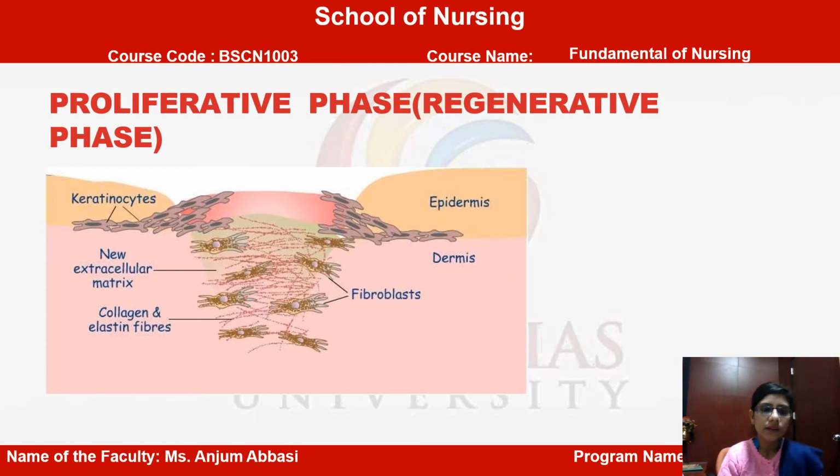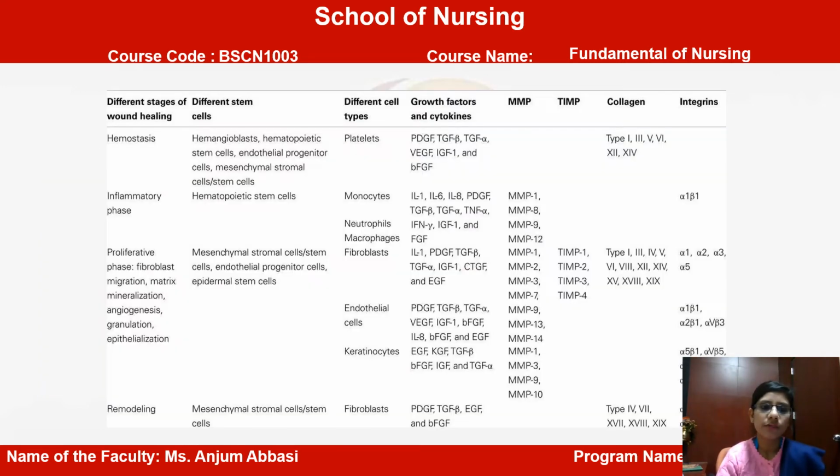Students, in this slide you can see the proliferative phase, which is also known as the regenerative phase. Here you can see the different layers of skin, dermis and epidermis, and the presence of extracellular matrix, fibroblasts, and collagen and elastin fibers. In this slide, you will learn the different stages of wound healing, the types of cells, and the factors and cytokines present there.